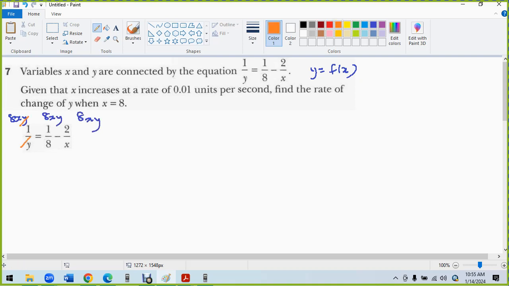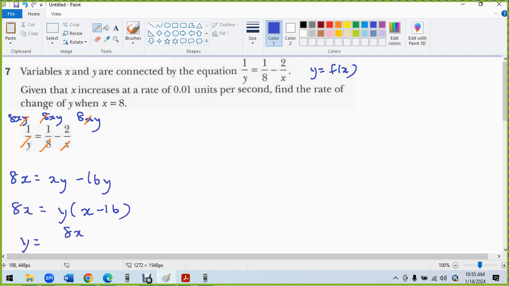Then the y cancels, 8 cancels, x cancels. Then we have 8x equal to xy minus 16y. So we can factorize y here. So we have y(x minus 16) equal to 8x. So y is 8x over (x minus 16). This is method number 1.